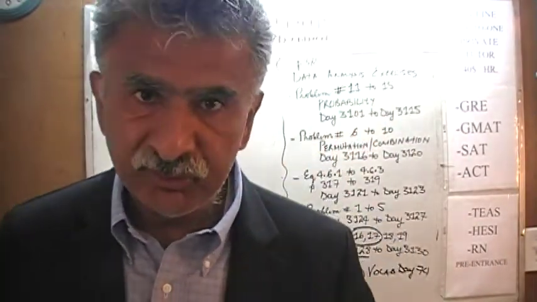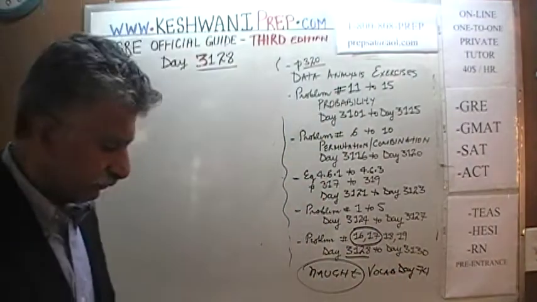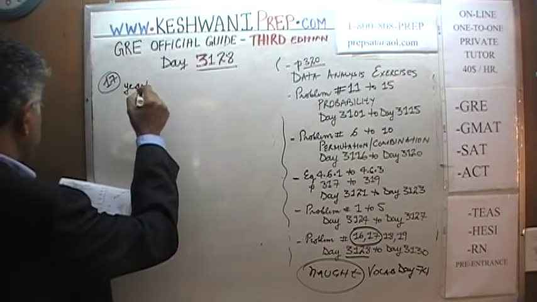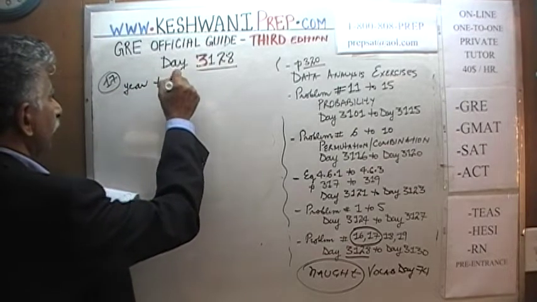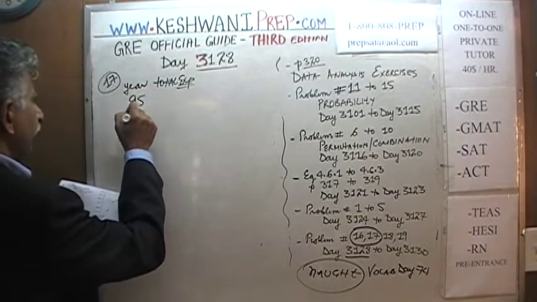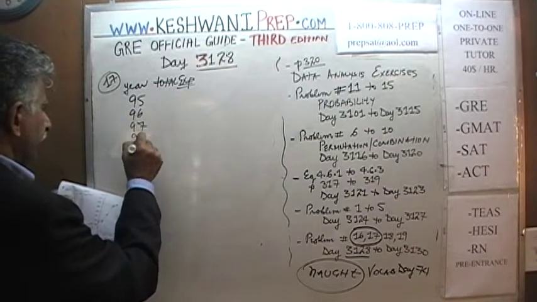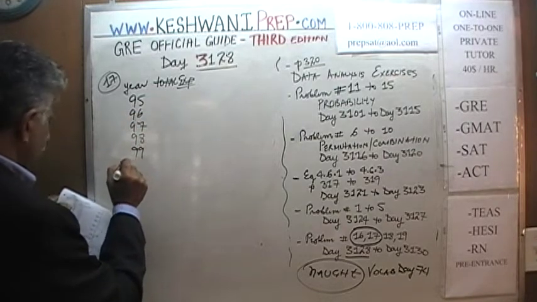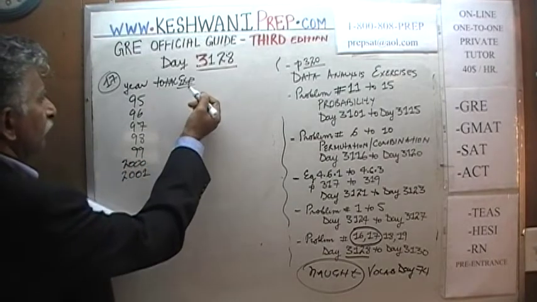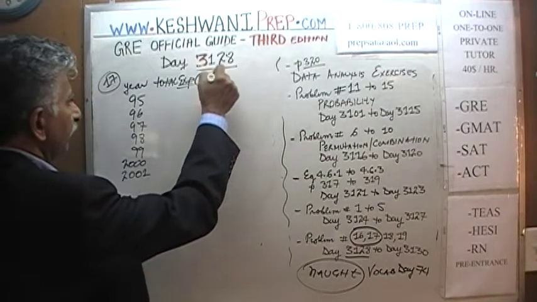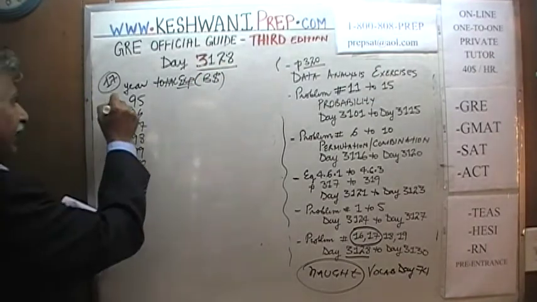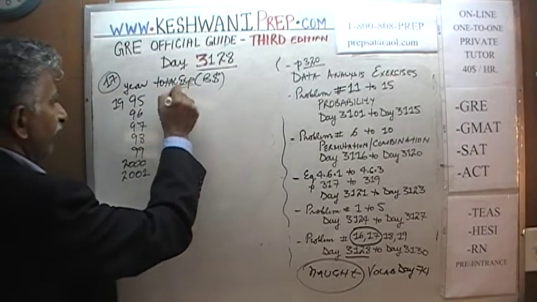But I'm going to give you first the data and then we'll plot the graph ourselves. Do you understand? So here's number 17. We are given the year and the total expenditure for the given year. Here's the year: 95, 96, 97, 98, 99, year 2000, and 2001. The total expenditures are given in billions of dollars. In year 1995, the total expenditure was 95 billion.